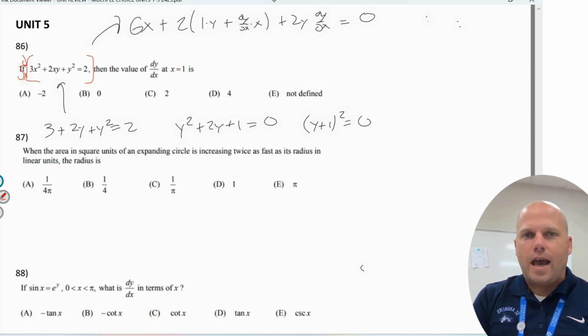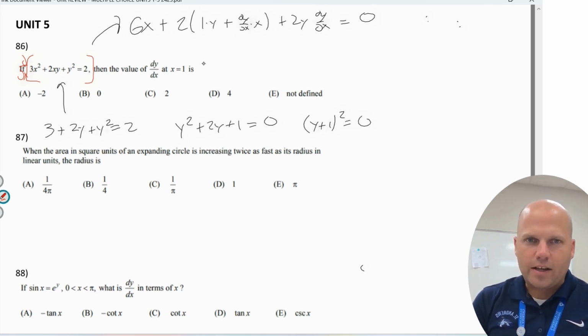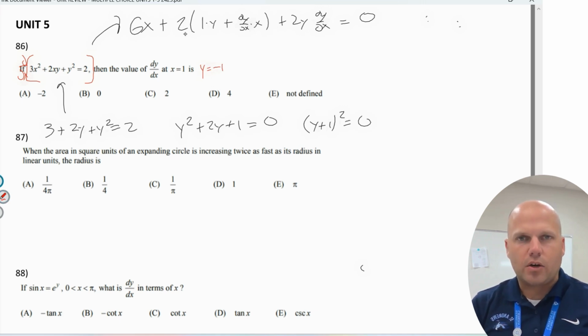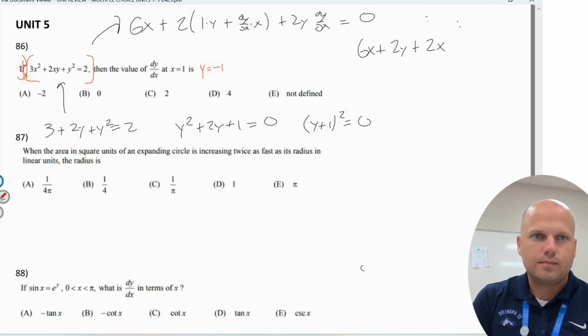Now, know that you can solve this for dy/dx, or since you know x is 1, y is negative 1, you could plug in 1 and negative 1 in here. It's up to you, like plugging in early or plugging in late. I'm going to go ahead and plug in later. I'm going to solve for dy/dx. Plug in later.